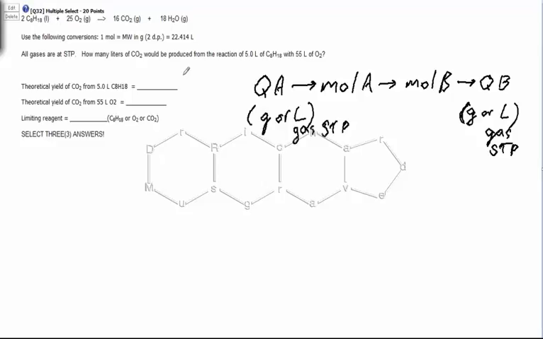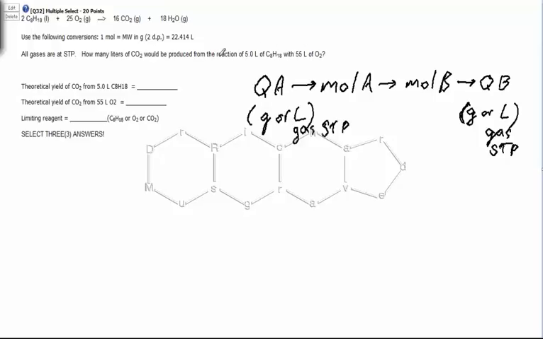Alright, this is a problem that combines a limiting reagent with a theoretical yield type problem. What we're going to be looking at here is: how many litres of CO2 would be produced from the reaction of 5.0 litres of C8H18 with 55 litres of O2?